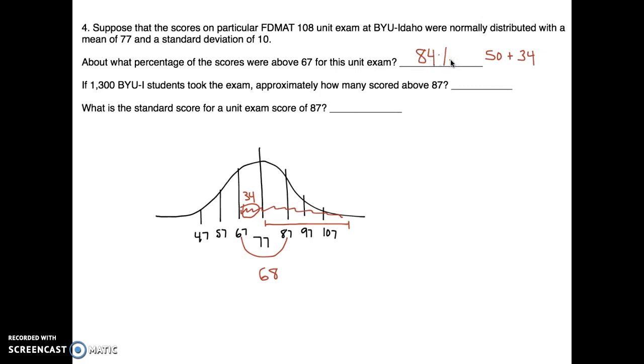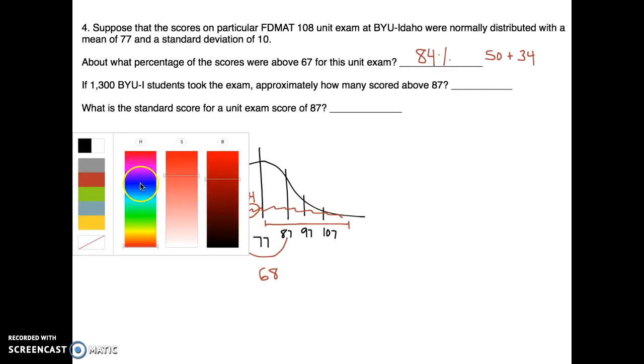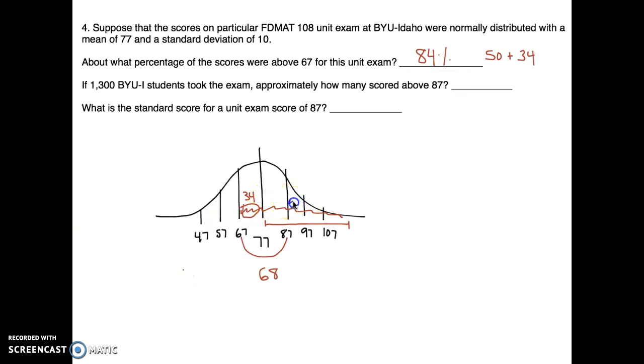Then the next one, if 1,300 BYU-I students took the exam, approximately how many scored above 87? So on this one, above 87 is all of this. So we know it's going to be the whole thing, so all of 50 minus this section, which is 34. So 50 minus 34, which gives us 16%.